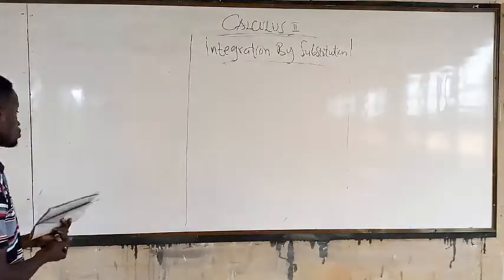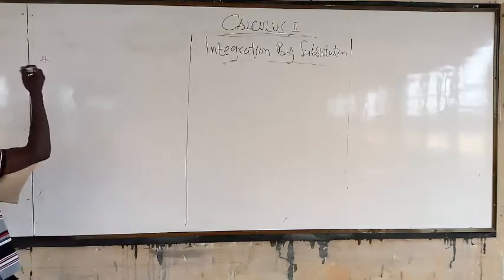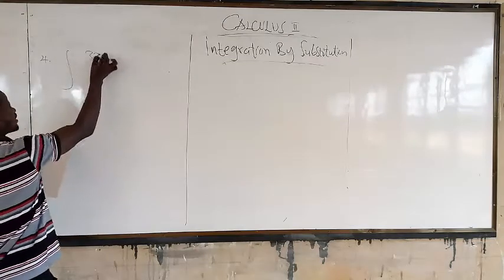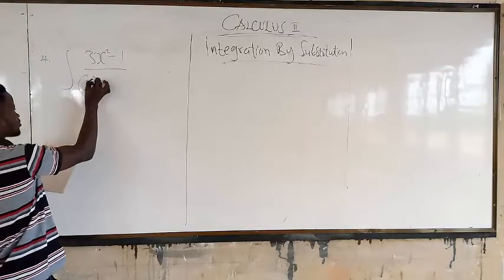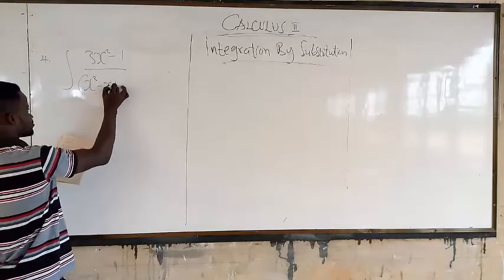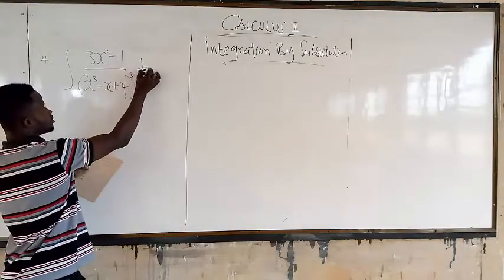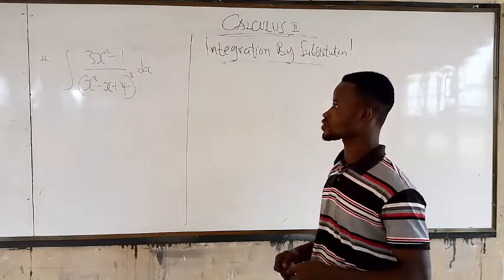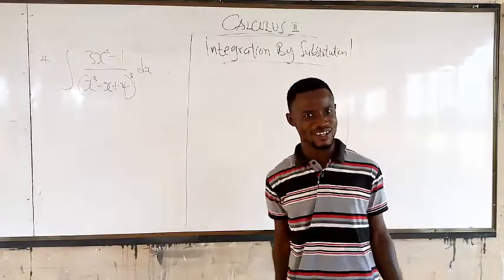Okay, so let's see how we are going to do this. I don't know if it is example 4, but what matters is the question: the integral of 3s squared minus 1 over s to the power 3 minus s plus 4. Having this question to solve is somehow difficult.